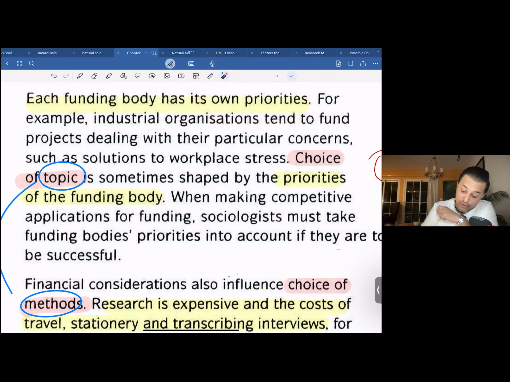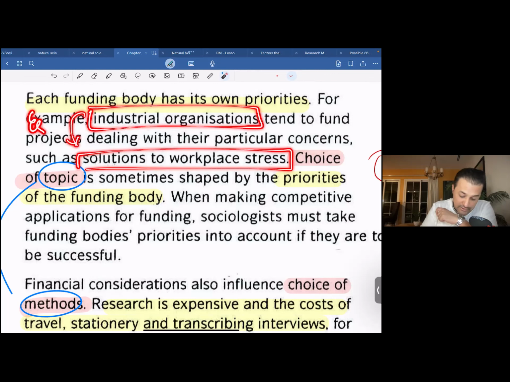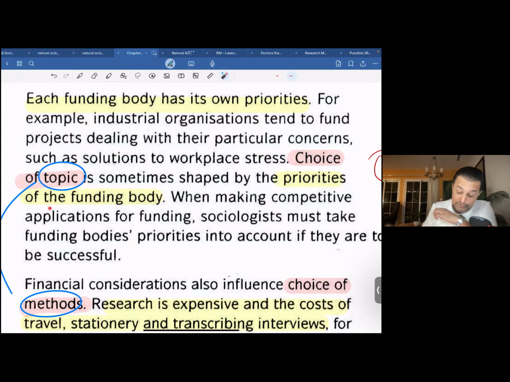For example, industrial organizations tend to fund projects dealing with their particular concerns, such as solutions to workplace stress. So if you talk about an industrial organization, it might be more inclined towards funding research that helps them find solutions for employees to get rid of workplace stress, right? That's something of their concern. They'd be more inclined towards granting a fund if you as a researcher have chosen this as a particular topic, right? So the choice of topic is sometimes shaped by the priorities of the funding body.